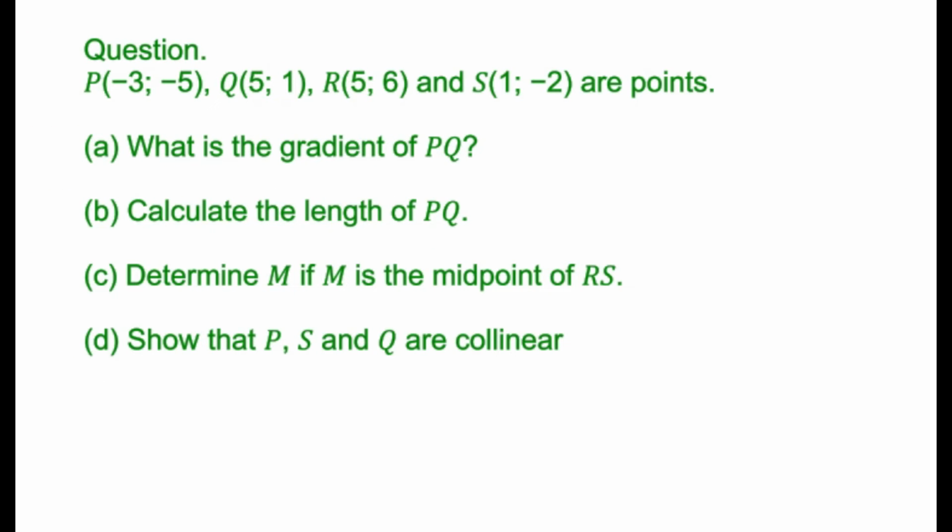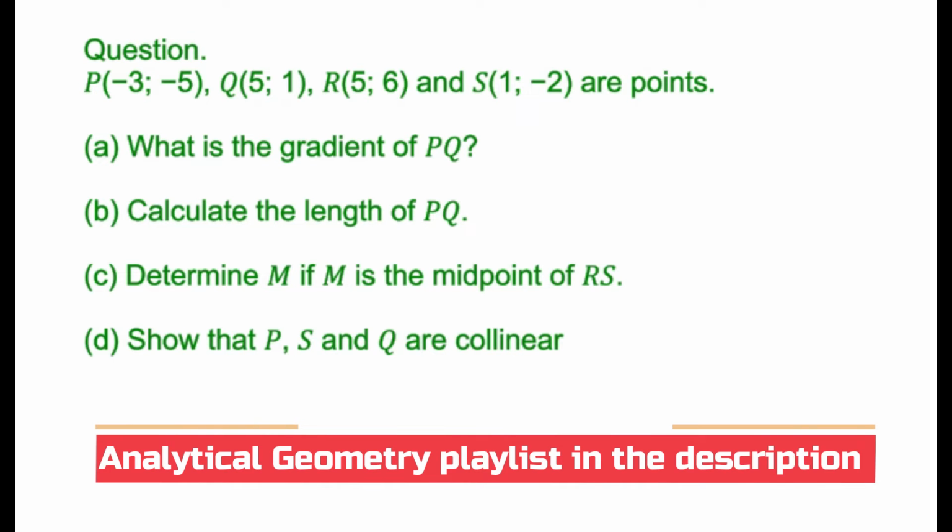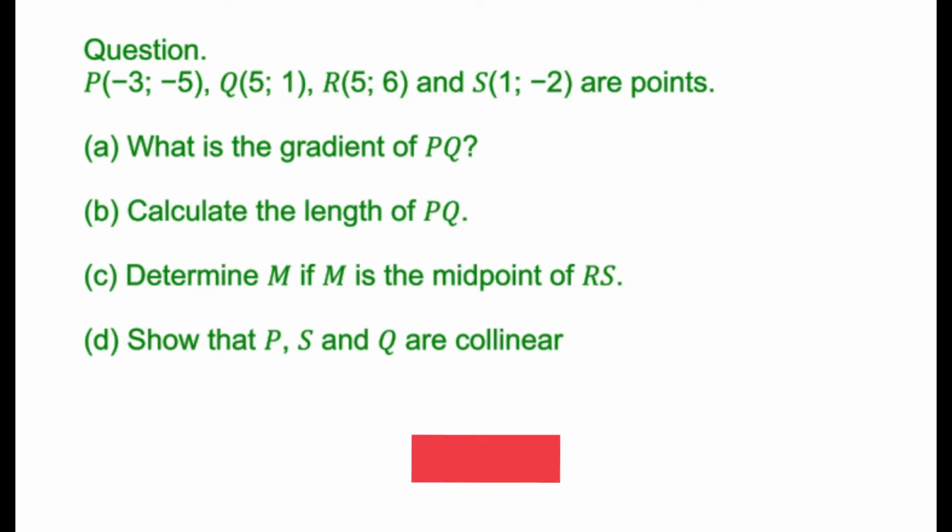So this question says that P is (-3, -5), Q is (5, 1), R is (5, 6), and S is (1, -2). They are points. Now, the first question asks us to find the gradient of PQ.